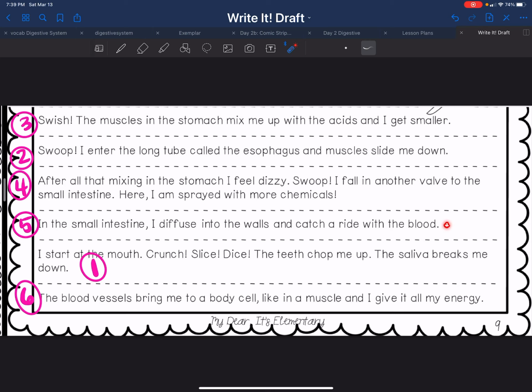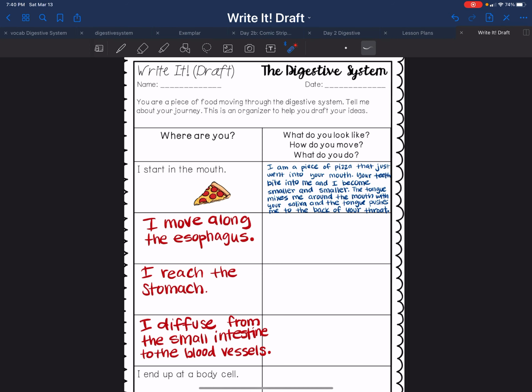5, in the small intestine, I diffuse into the walls and catch a ride in the blood. And 6, the blood vessels bring me to a body cell, like in a muscle, and I give it all my energy. And so here the directions say, write it, draft. You are a piece of food moving through the digestive system. Tell me about your journey. This is an organizer to help you draft your ideas.